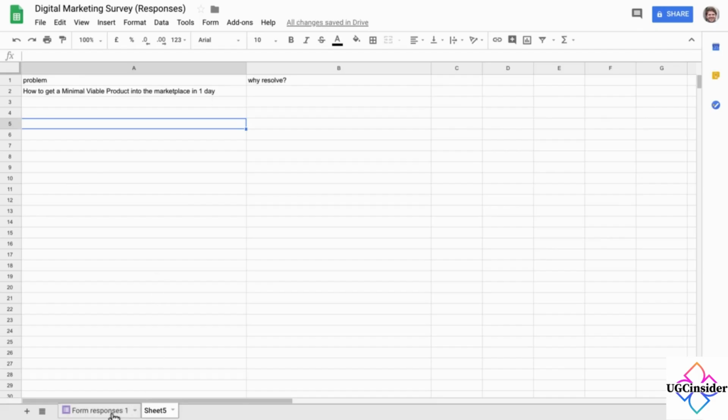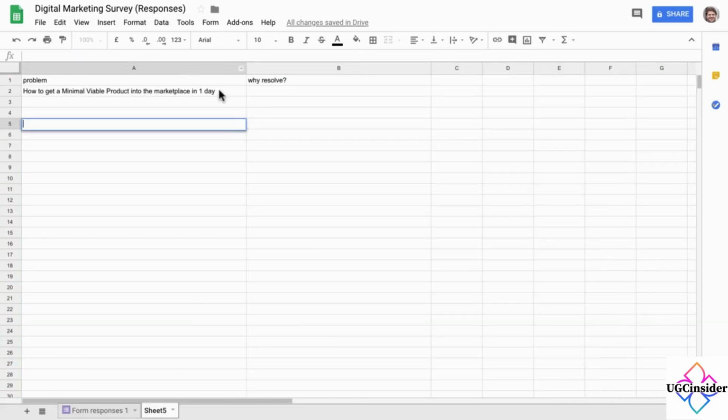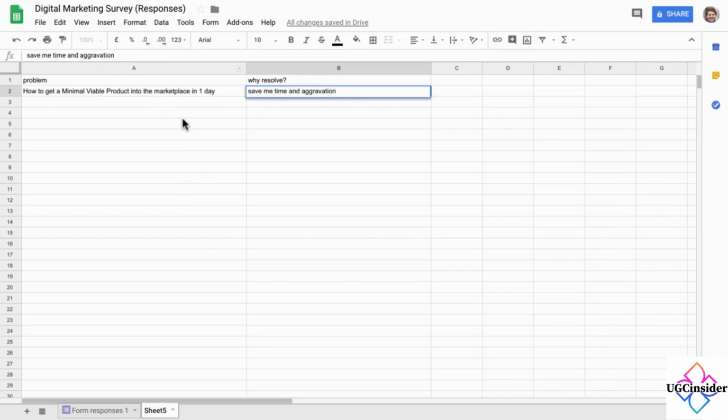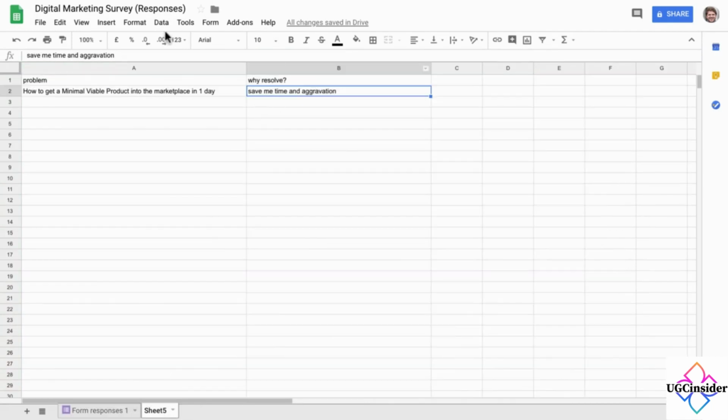Oh, let me go back to this tab. Okay, it would save time and aggravation. So that's a benefit. I'm going to close this down actually because I keep clicking back to it. So, why do they want to resolve this? Why would they buy our product or read our blog post? It's to save time and aggravation. And they're really looking for a streamlined process. So that's another benefit of them maybe buying our product or service or reading our blog post.